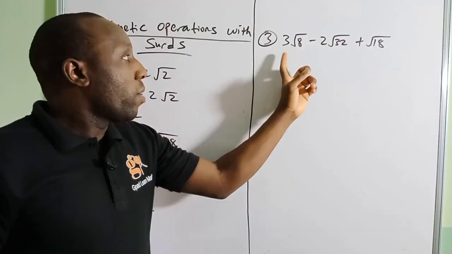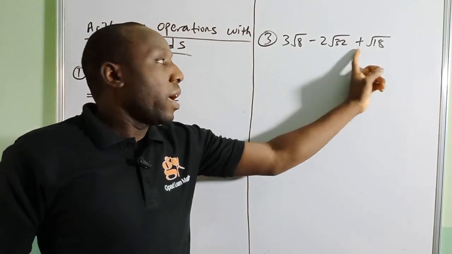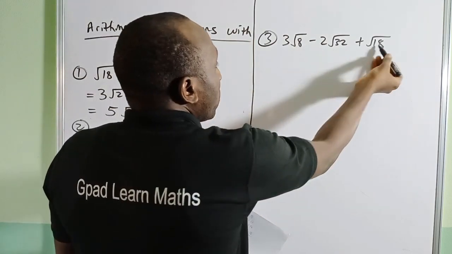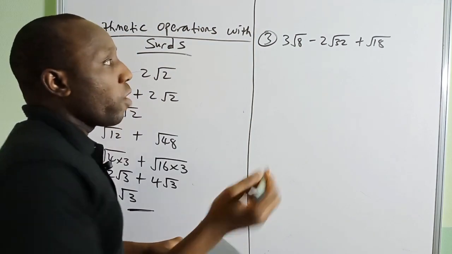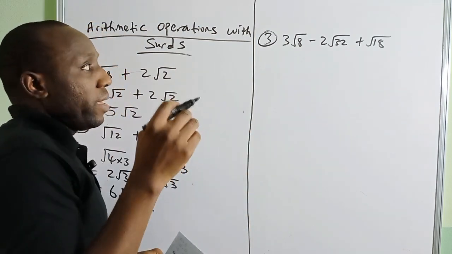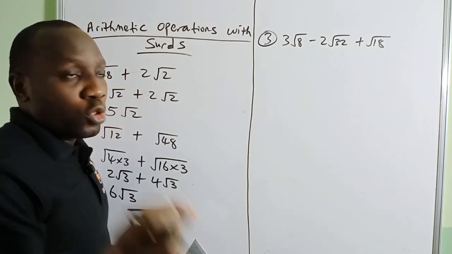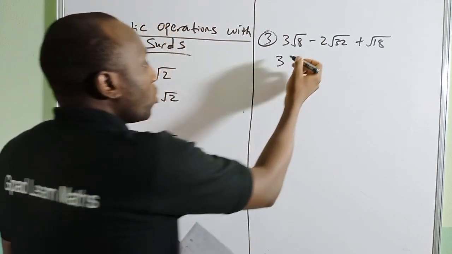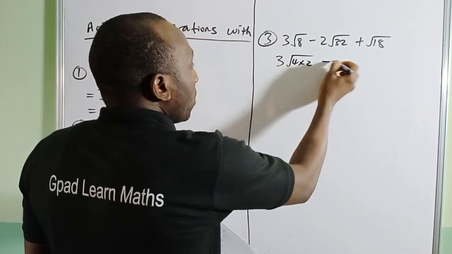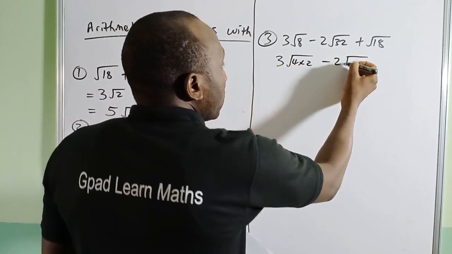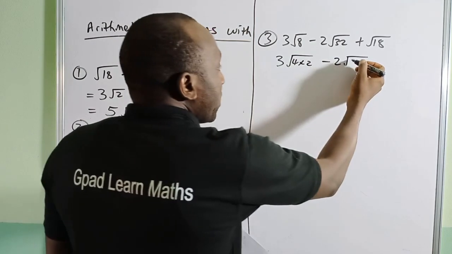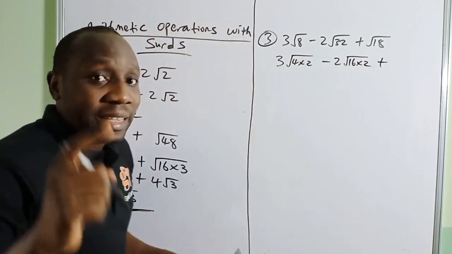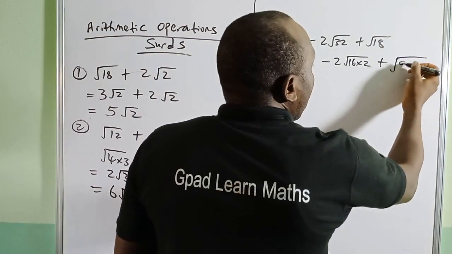Let's look at another example. Okay, we have a mixture of subtraction and addition. Good. Look at this: 8, 32, 18. I can break all of them down and they will have a radicand of 2. Yes, they will. So 8 can be broken down to what? 4 times 2. What about 32? 16 times 2. Notice 16 is a perfect square. Same here, 4 is a perfect square. Now what about 18? 9 times 2. So that is 9 times 2.